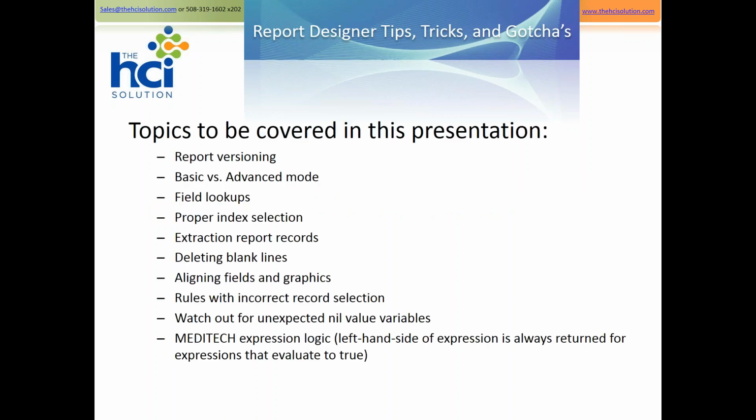This is just going to be a mishmash of all the different tips and tricks that we've picked up along the way. And so what we're going to cover today is report versioning, basic versus advanced mode, field lookups, proper index selection, extraction report records, deleting blank lines in the report picture, aligning fields and graphics, rules with incorrect record selection, and we're going to talk about watching out for unexpected nil value variables and Meditech expression logic.